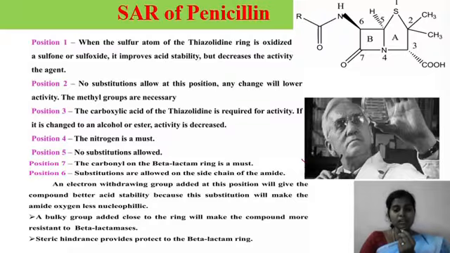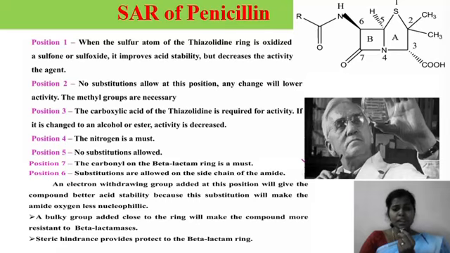So this contains a beta-lactam ring and a thiazolidine ring, an acyl amino side chain at the C6 position, and a carboxylic group. These are some of the important features of penicillin. The acyl amino side chain at the C6 position is mainly essential for the antibacterial activity. Different substitutions at this position modify the pharmacological properties of penicillin.